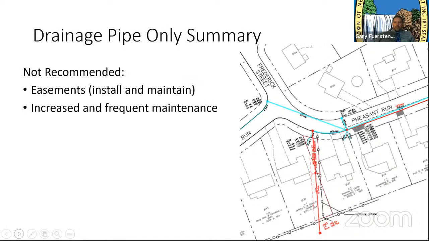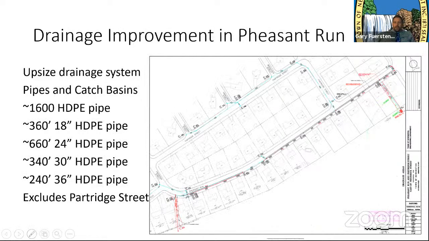So like I said, this option was not recommended due to the easements and due to the increased and frequent maintenance for the catch basin. Next slide. So here is the system-wide drainage improvements for Pheasant Run.